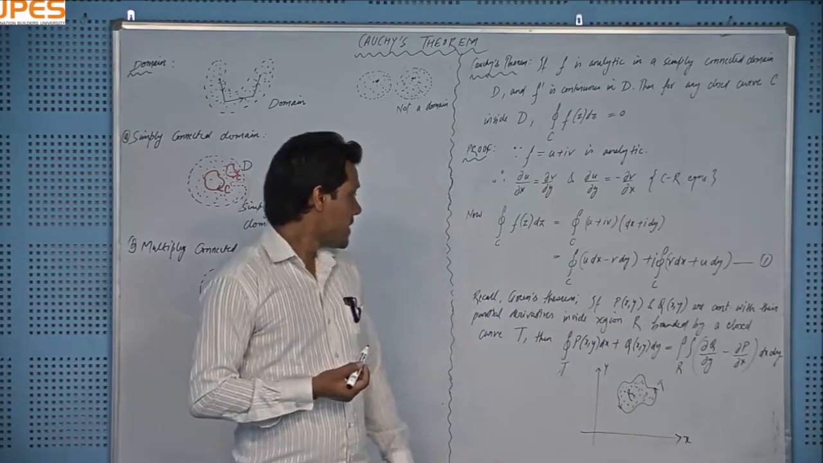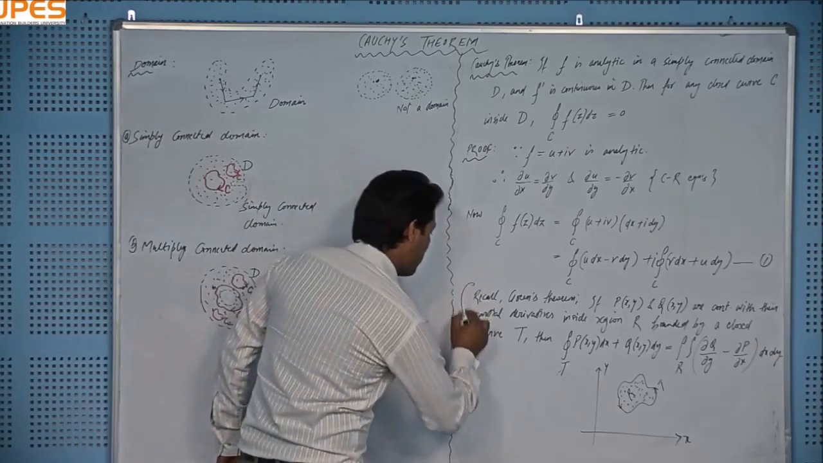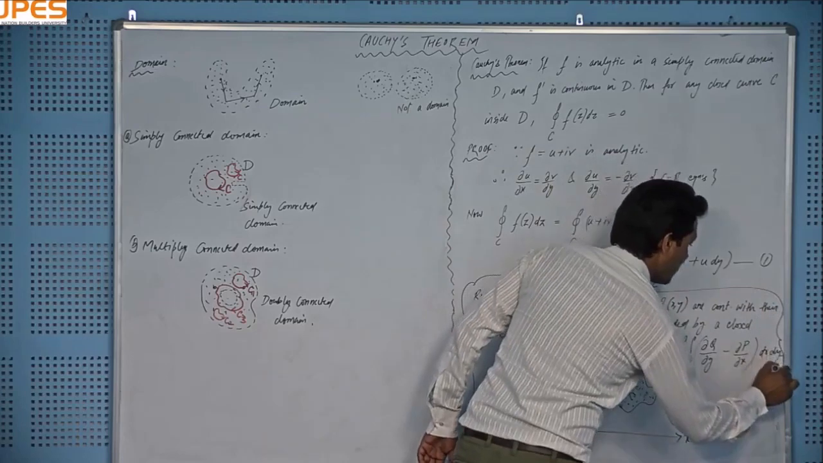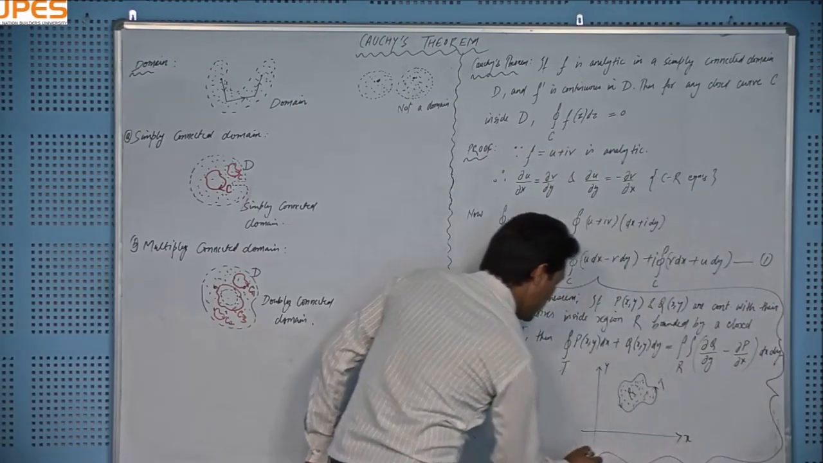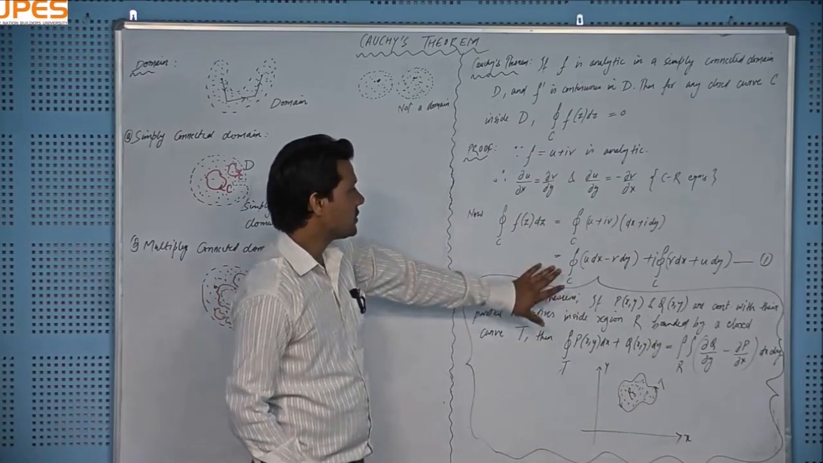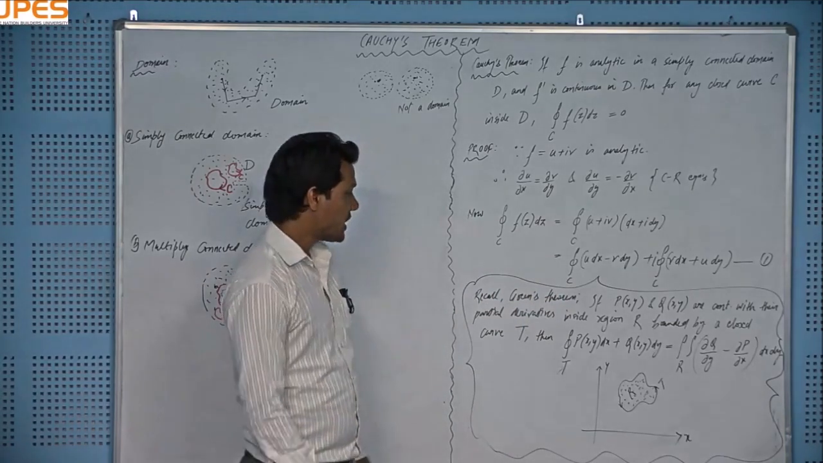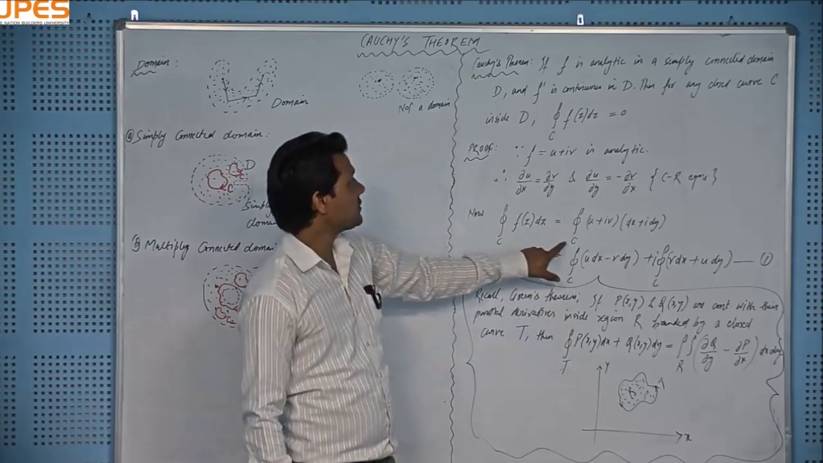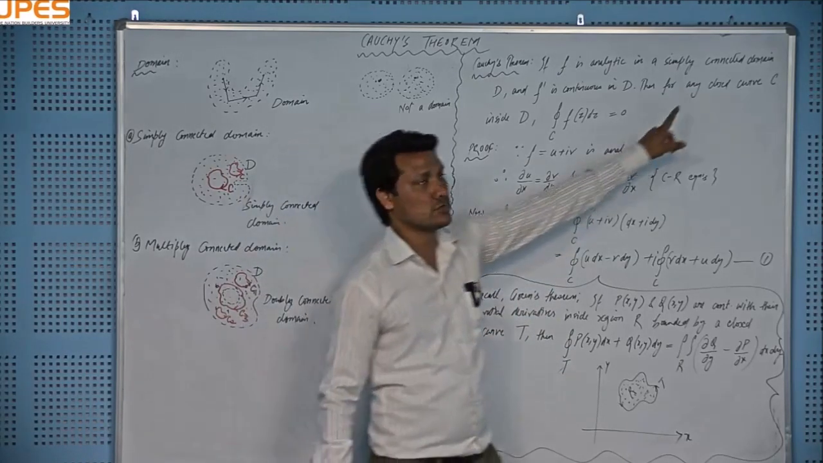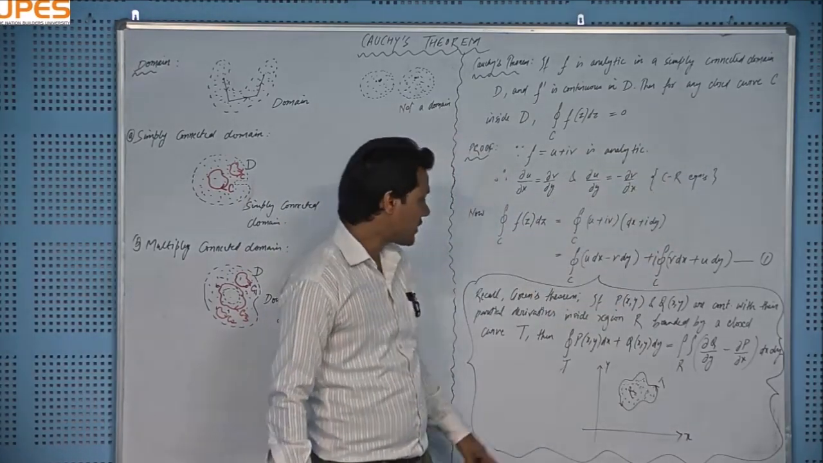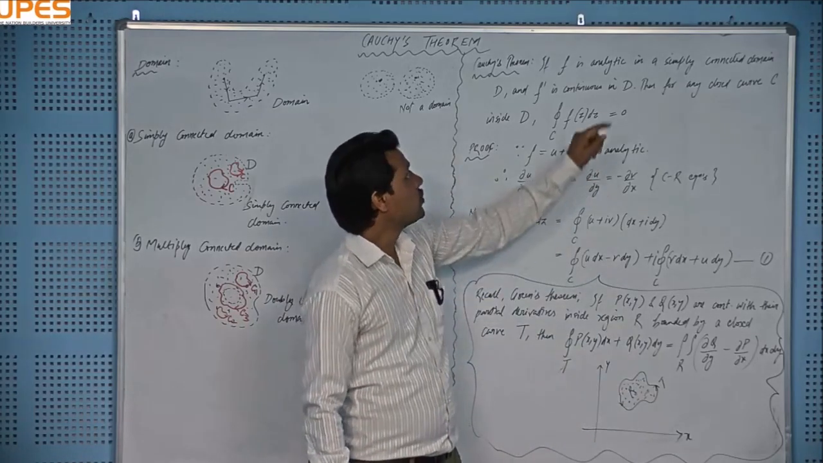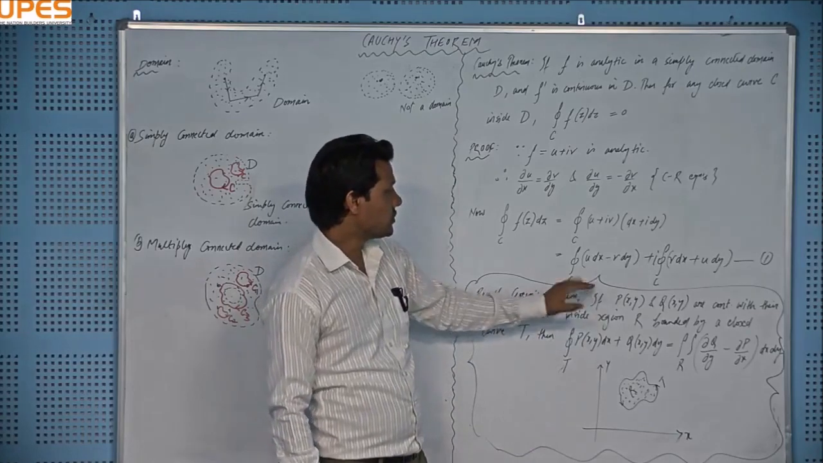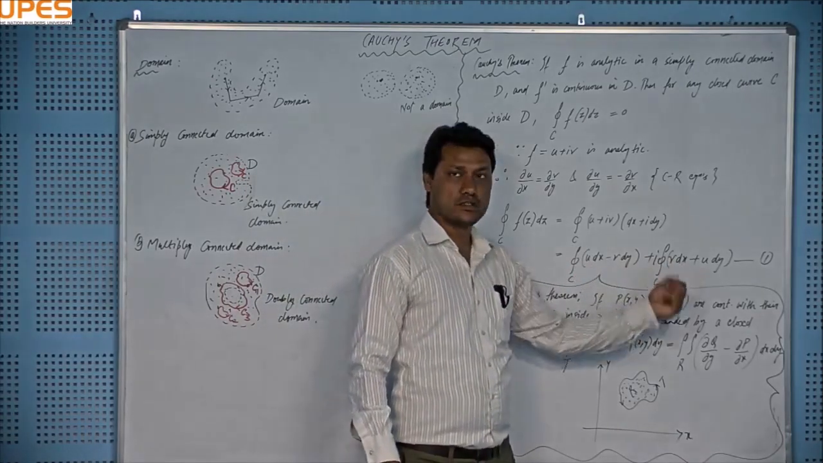So this will be a prerequisite for Cauchy's theorem. I will be using this result here. In place of T, which is a closed curve, we have capital C, so C is a closed curve this time. And in place of region R, we have domain D. Then I am going to use this theorem for this integral and for this integral.